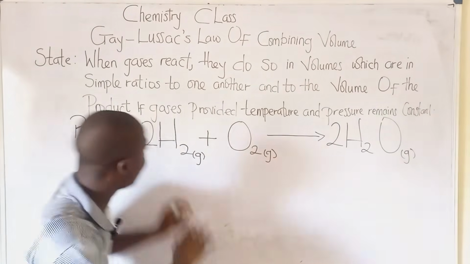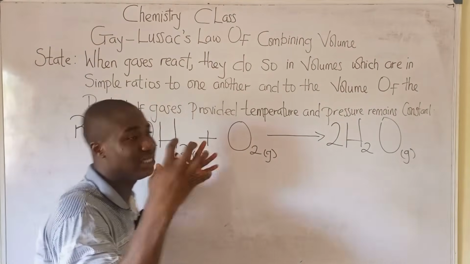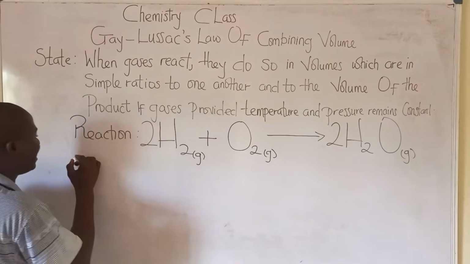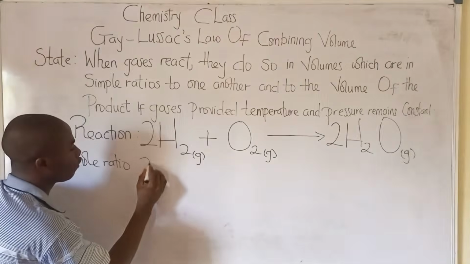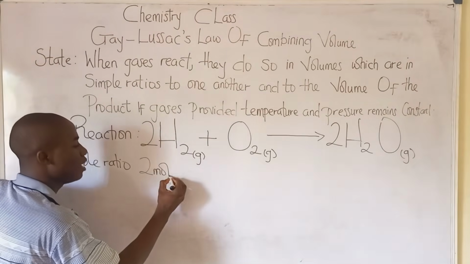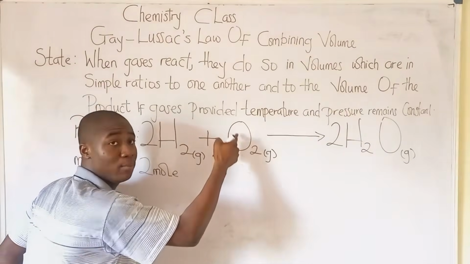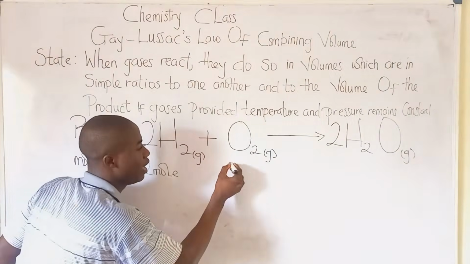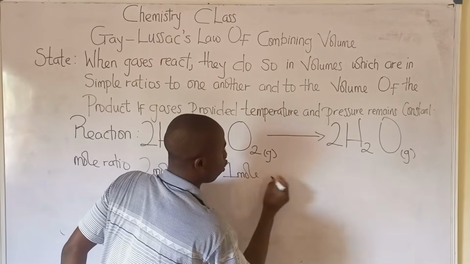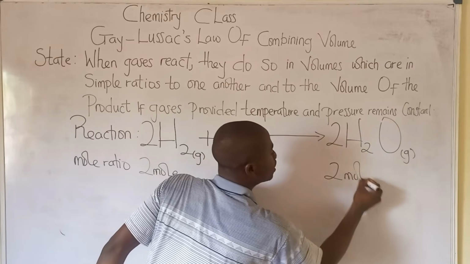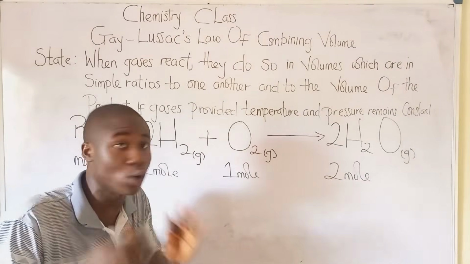So the point here is about Lussac's law of combining volume. It states that when gases react, they do so in volume. Because normally in a stoichiometric reaction, we have to write their mole ratio. So because of these 2s here, we write 2 moles of hydrogen gas react with how many moles of oxygen? You know, there's an invisible 1 here. So it becomes 1 mole of oxygen gas to give us 2 moles of steam.